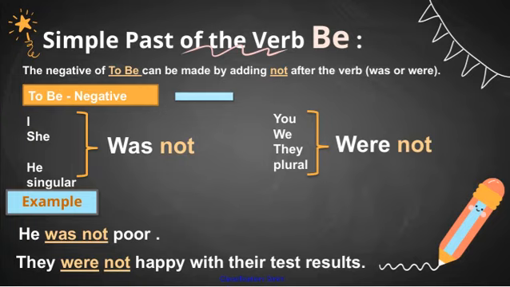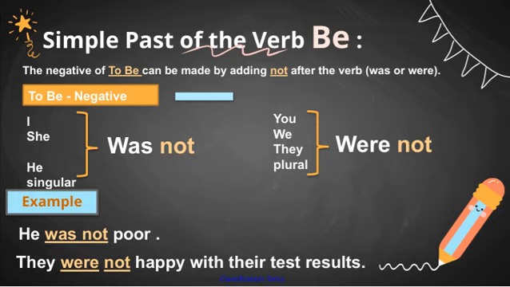Now, let's look at some examples of how to form the negative of the verb to be in the simple past. For instance, when talking about groups of people, we say, they were not happy with their test results. Notice how we add not after were to make it negative. Similarly, if we want to say someone was not poor, we say, he was not poor. It's important to remember that was and were are the past forms of to be, and to make them negative, we simply insert not after them. This is a key point because it helps us communicate what did not happen or what someone was not feeling or not doing in the past.